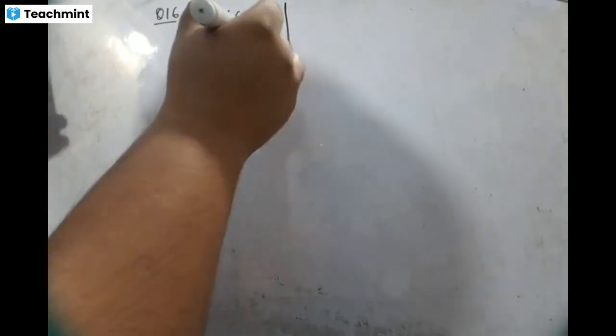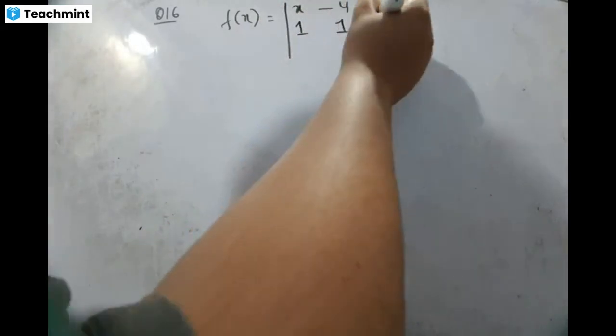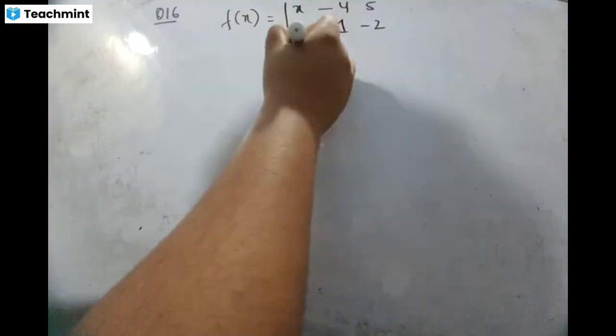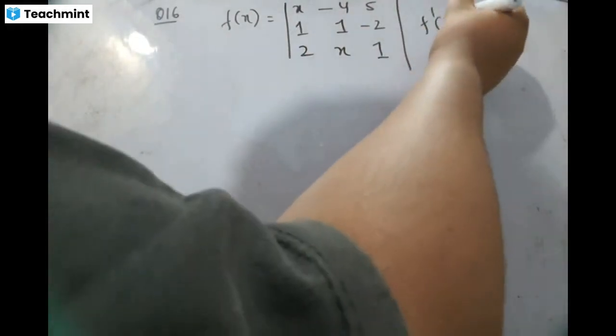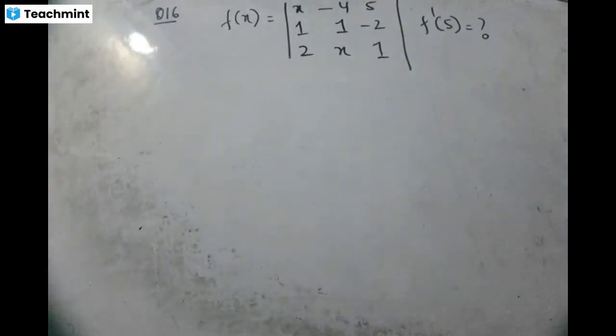Now we move on to question number 16. It's given f of x is the determinant with rows x minus 4, 5, 1; 1, minus 2, and 2x, 1. I have to find f dash 5. Four options are given for f dash 5.